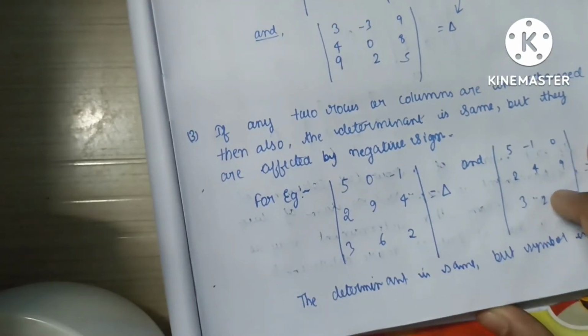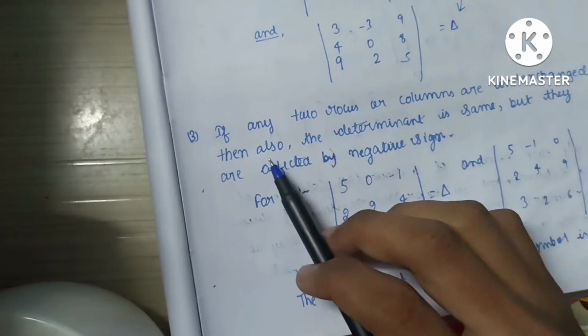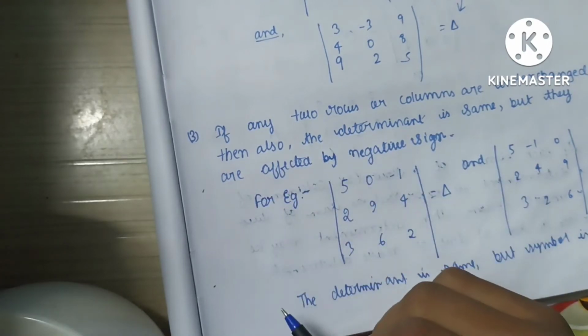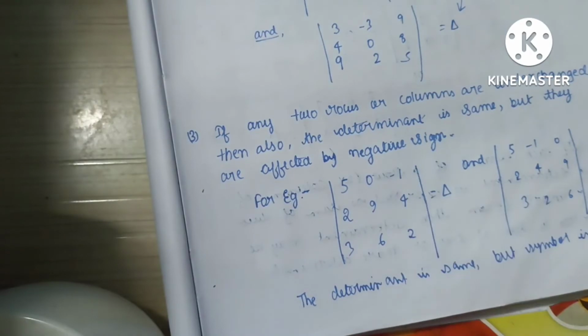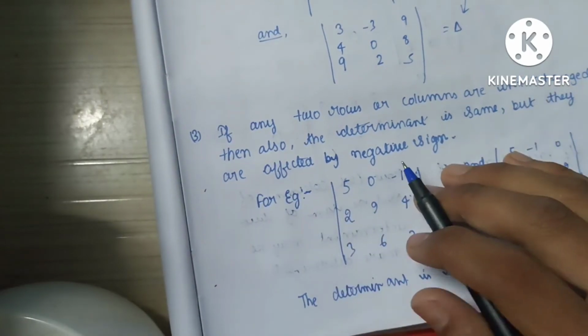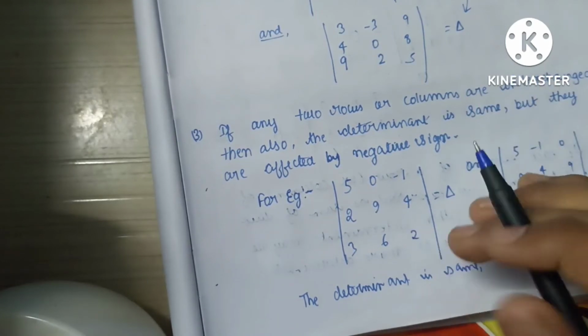Now the third property of the determinant is that if any two rows or columns are interchanged, then also the determinant is same, but it is affected by a negative sign. The only difference is the negative sign. So what is the meaning of this property?